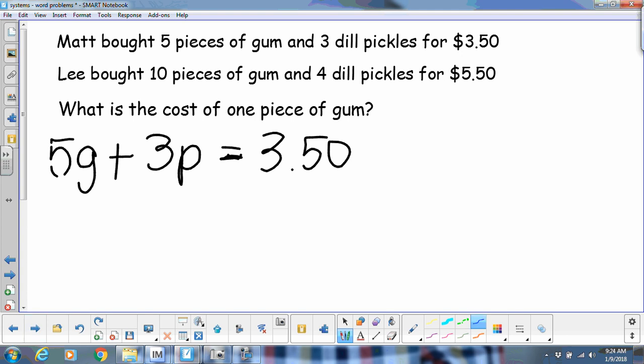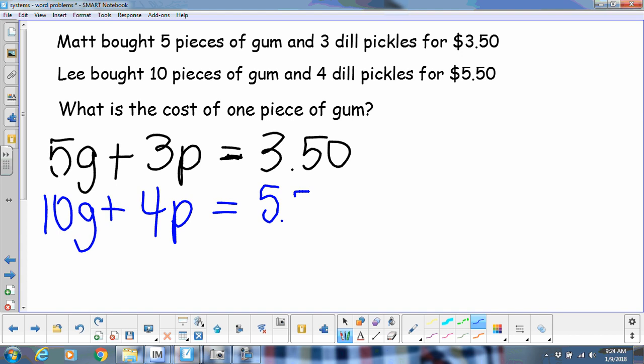And then the other one is 10G plus 4P is going to equal 550, right? No. Your G's not going to stop. Right? Multiply the top by -2. Brian, you paying attention? You done with this problem? Because you ain't right. Let's go.